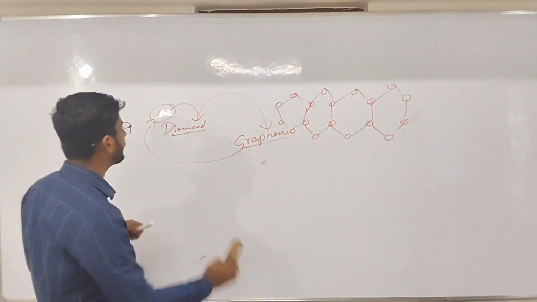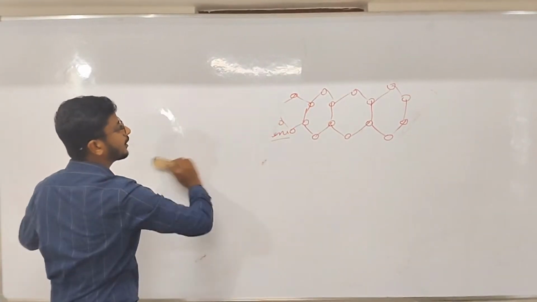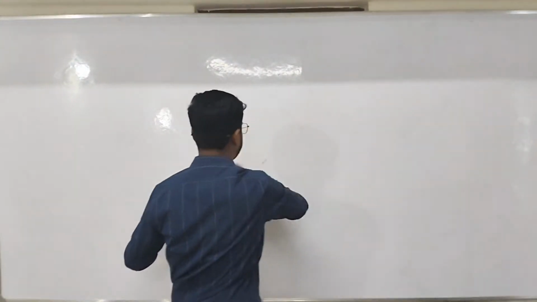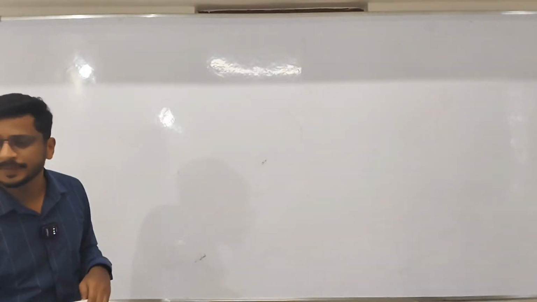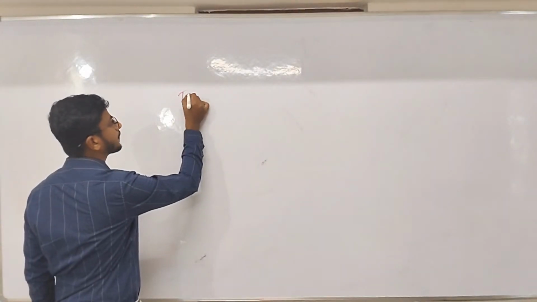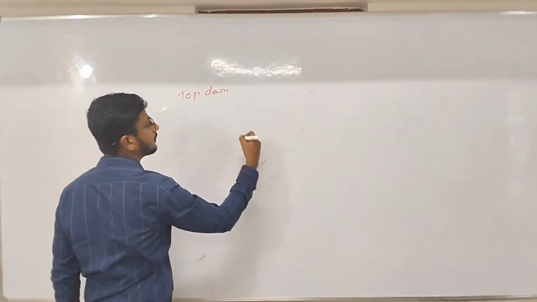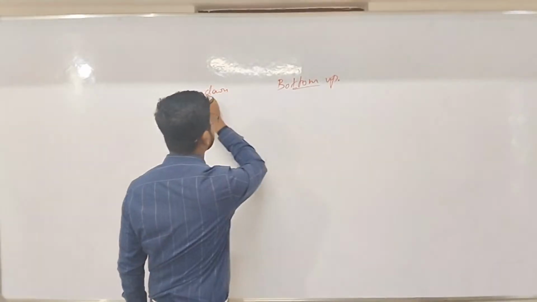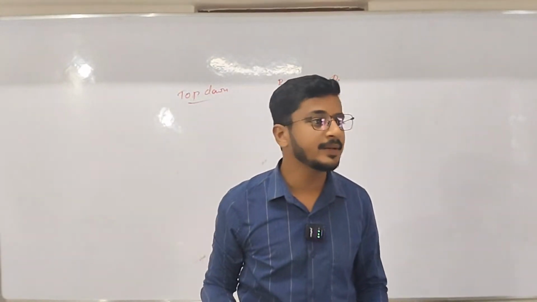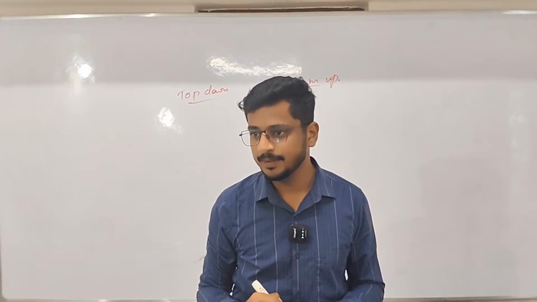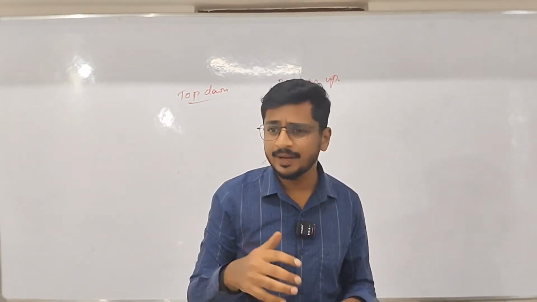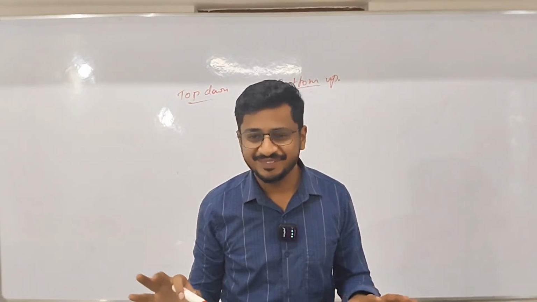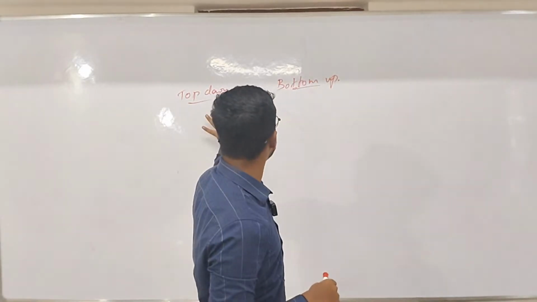Okay. How to synthesize this? How to make a nanoparticle? How to create a nanoparticle? There are two approaches. One is the top down method. Another one is the bottom up method. In two ways we can synthesize. I'm not going deeper into the subject actually, so that it will be understood by everyone. Okay. So what is this top down and bottom up?